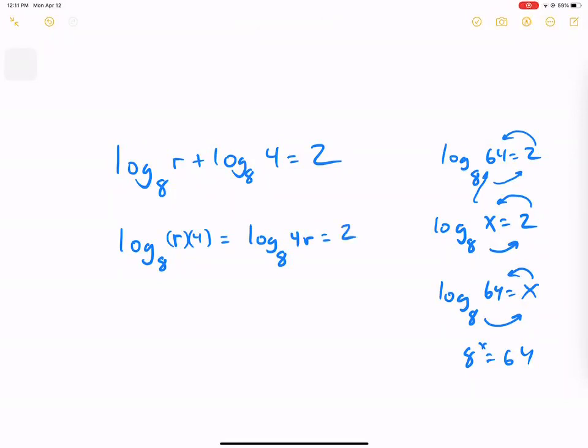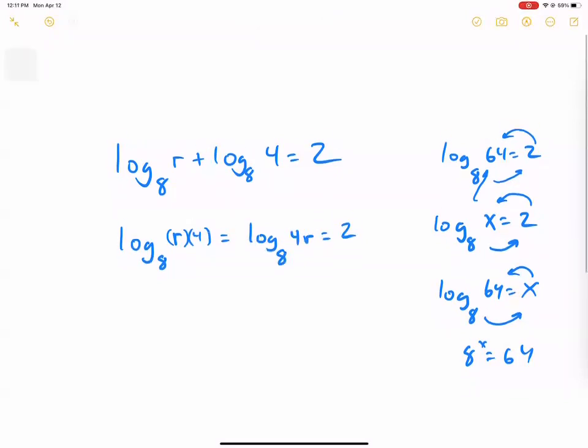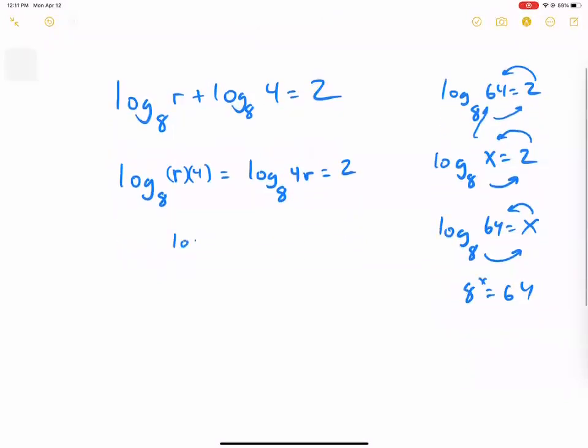Now, we can rewrite this a couple different ways. There are two ways we're going to solve this, and I'm going to show you both. If I have log base 8 of 4r equals 2, since the r is stuck inside the log, we have two ways of doing this. One, we can do circle of logs: 8 squared is equal to 4r.